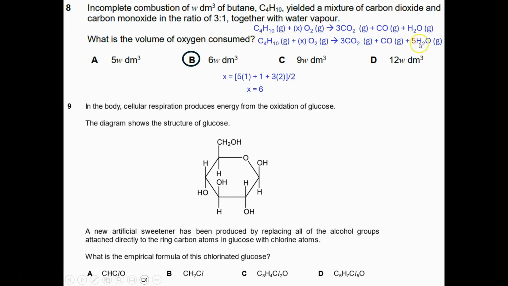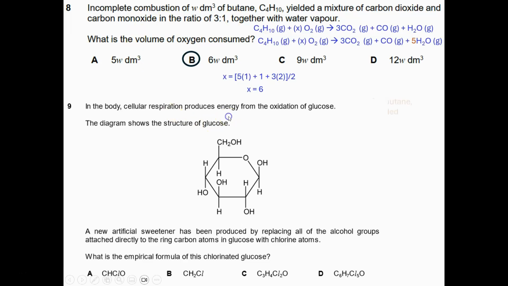Since all of these species are gaseous, the volume is proportional to the amount of gases. So 1 mole of butane reacts with 6 moles of oxygen. This is the same as saying 1 dm cube of butane is burnt in 6 dm cube of oxygen. So if I have W dm cube of butane, naturally I will need 6W dm cube of oxygen.